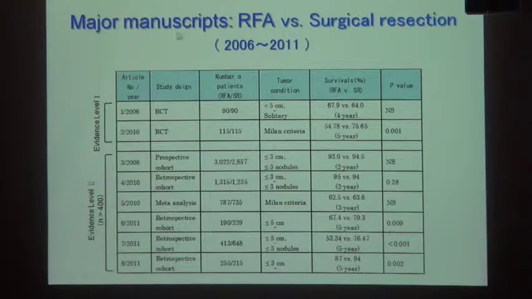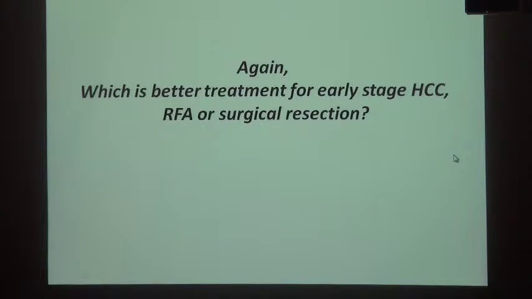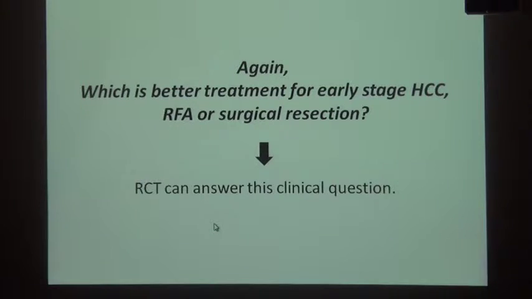The major manuscripts are listed, including 2 RCTs and a large cohort study. In half of the manuscripts, there are no significant differences in survival. On the other hand, in some manuscripts, surgical resection could provide better survival. Again, which is a better treatment for early stage HCC, RFA or surgical resection? An RCT can answer this clinical question.